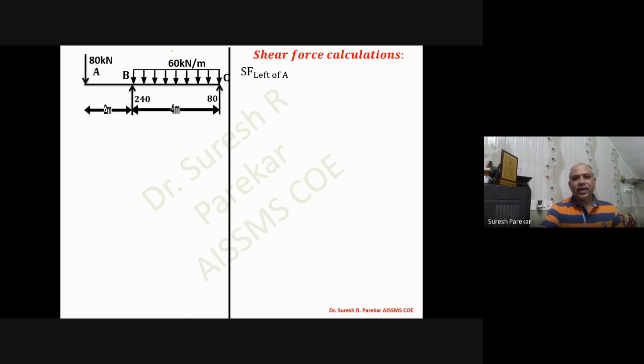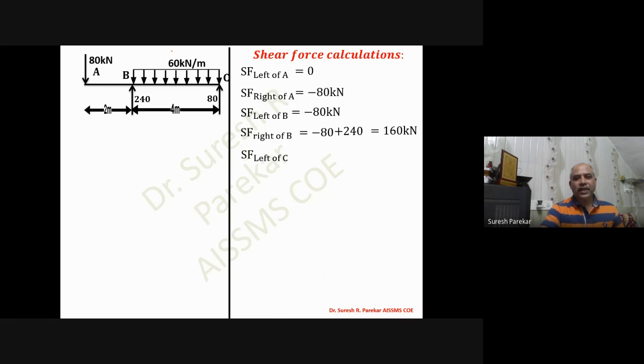And then this will be the FBD. We will start with left of A 0, because we have a concentrated load over there. Right of A minus 80. Left of B we have minus 80 as it is. Right of B we have minus 80 plus 240, 160 kilonewton. Then left of C, 160 minus 240, so minus 80 kilonewton. And right of C is equal to 0.